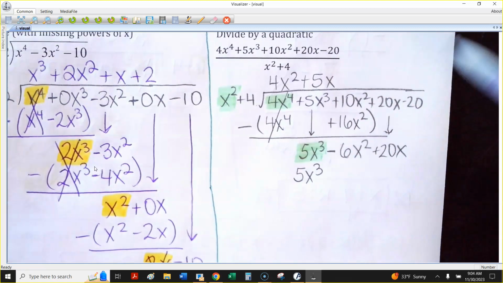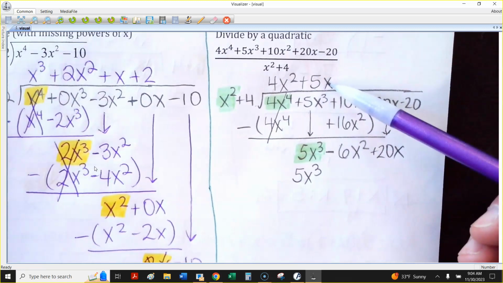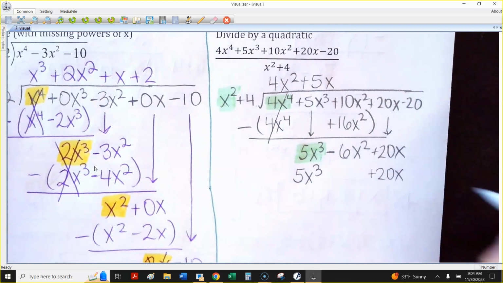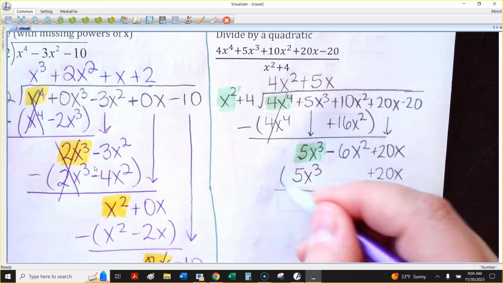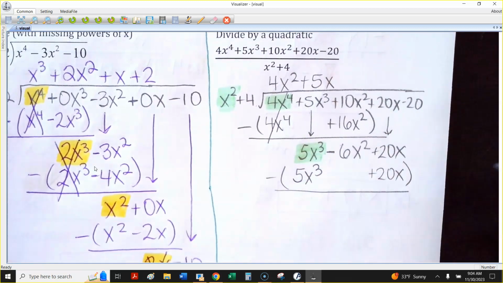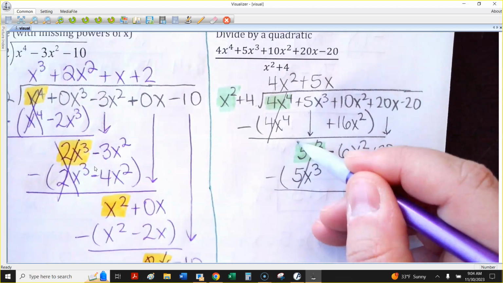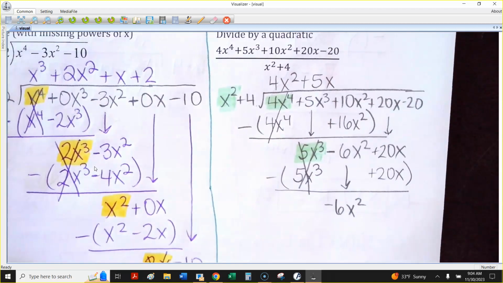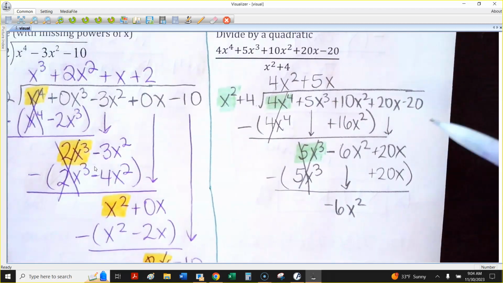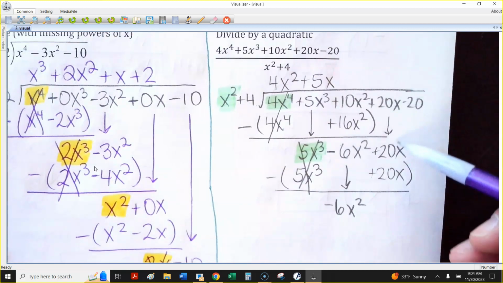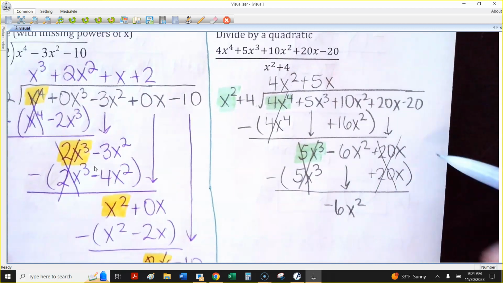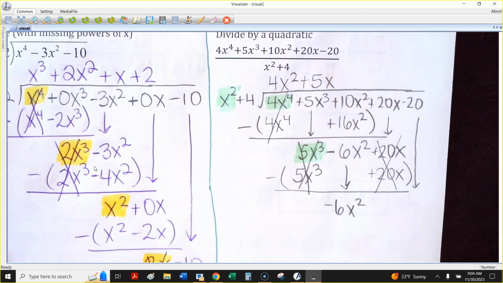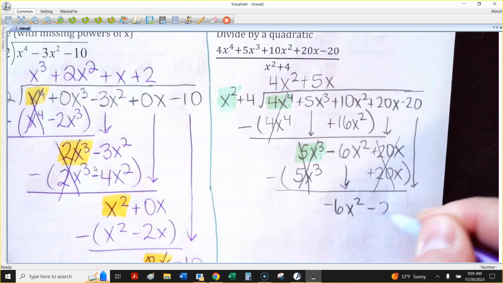Now, this is the reason I brought down that other term. 5x times 4 is 20x. So I'm going to line that up with that 20x. This is really similar to that last step we did where we just don't have a squared term, but we don't want to lose that. There was nothing to combine that negative 6x squared with, so we're just going to bring that down. And the 20s cancel out, so that's just gone. And I do have one more term from that original polynomial, which is just negative 20. So I'm just bringing that down.